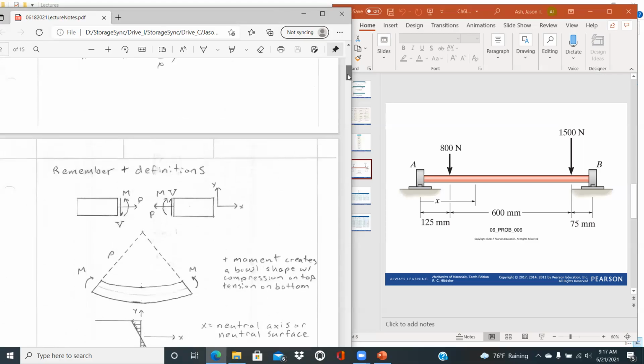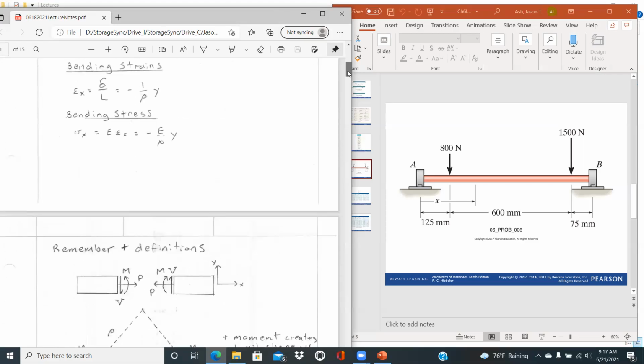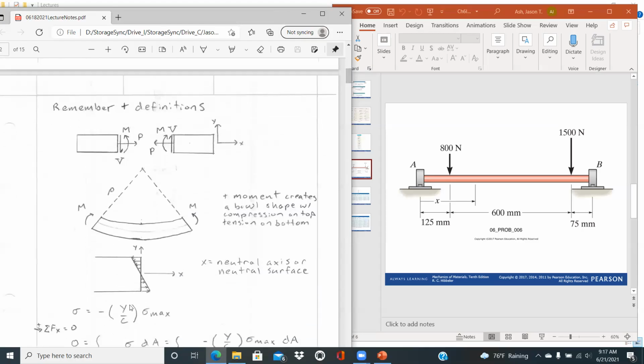And so if we look at that, again, the strain is going to be a function of Y, the stress is going to be a function of Y, and that's why we call this the neutral axis there in the center, because that develops a linear relationship for the stress and strain as a function of position, and the stress and strain are zero at that neutral axis. There's a location in the middle of the beam that does not experience any stress.